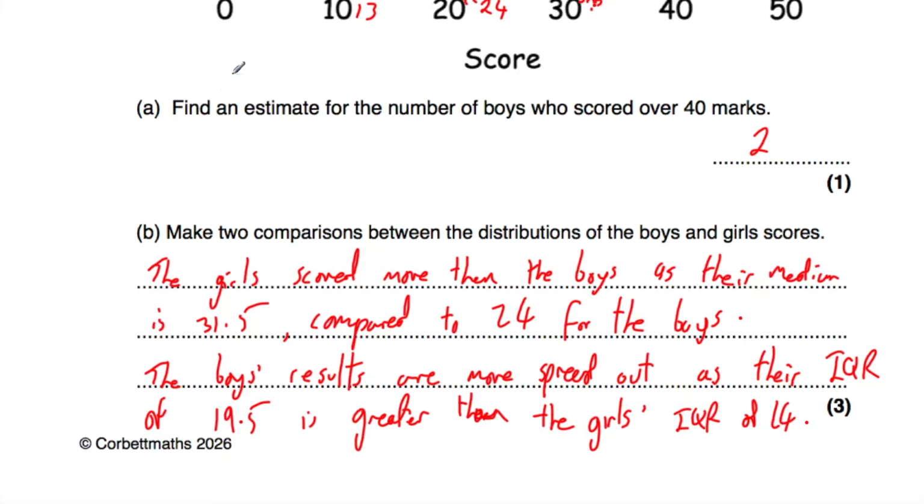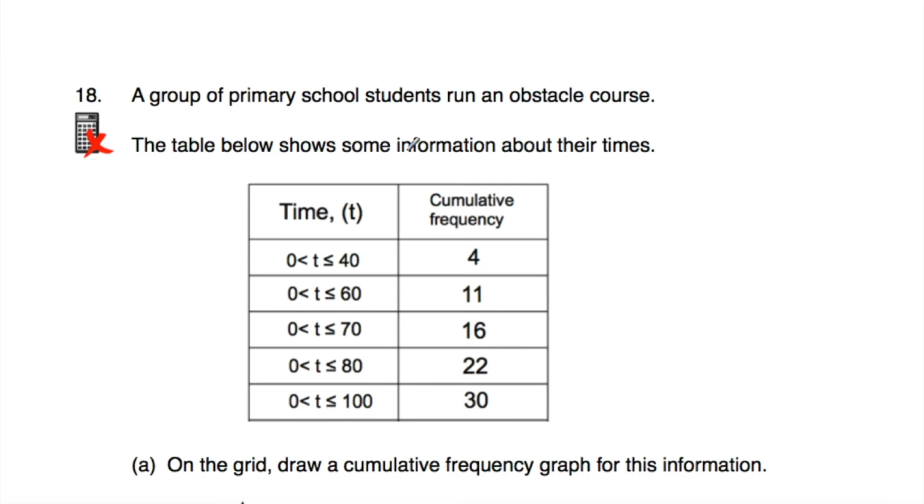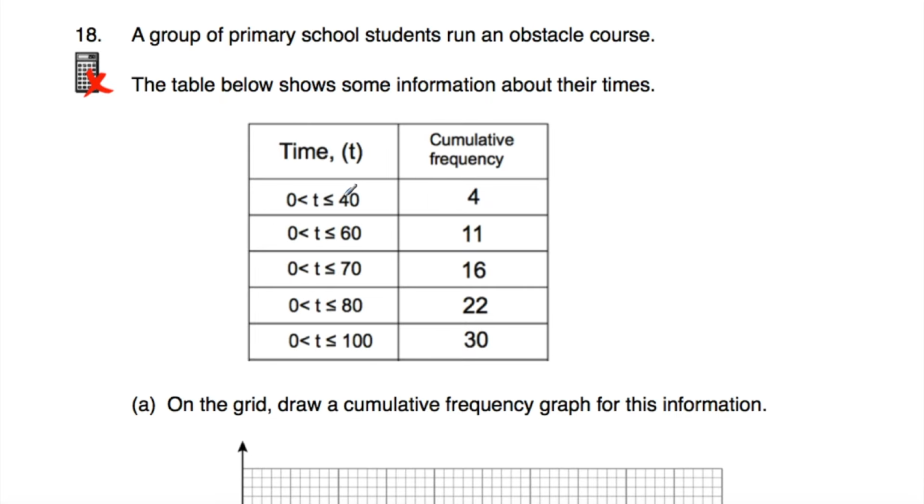And that's it. Okay, let's look at our next question, question number 18. So question number 18 says, a group of primary school students run an obstacle course and the table shows some information about their times. So we've got this cumulative frequency table about their times. So we've got 4 students took between 0 and 40 seconds, 11 took between 0 and 60 seconds, and so on.